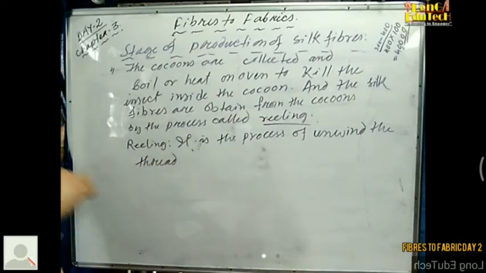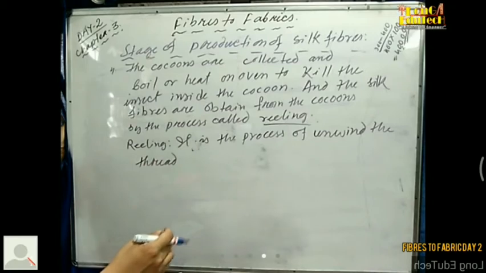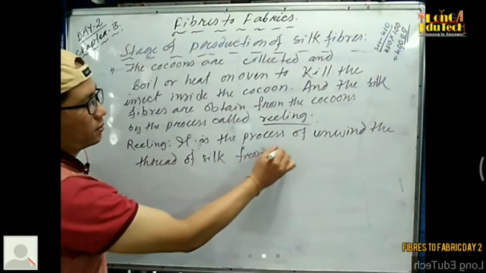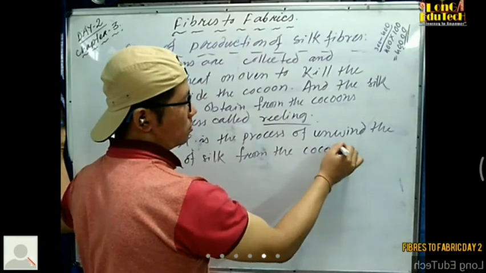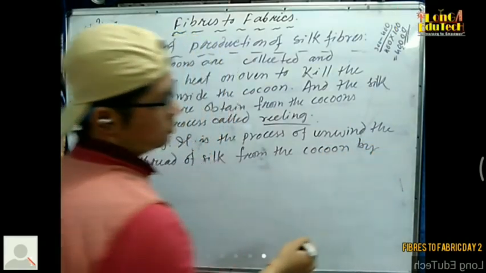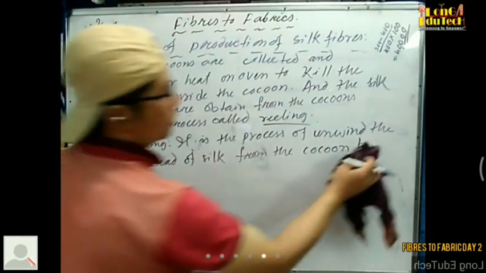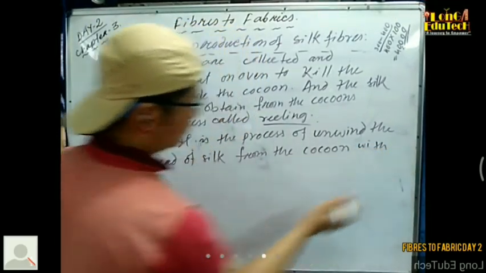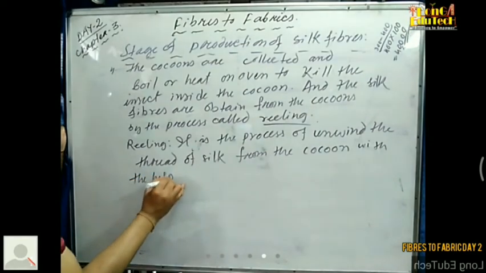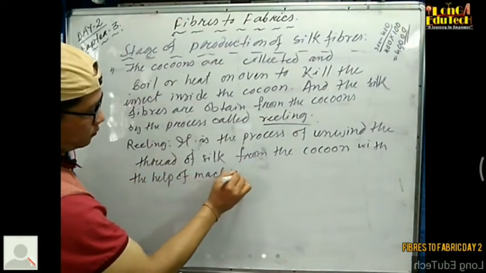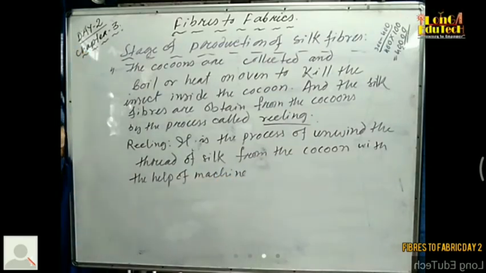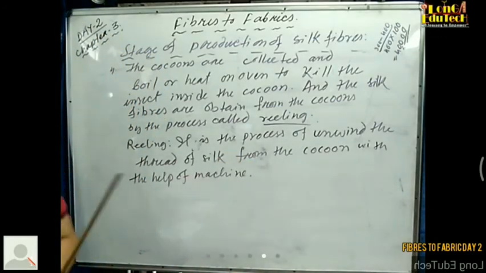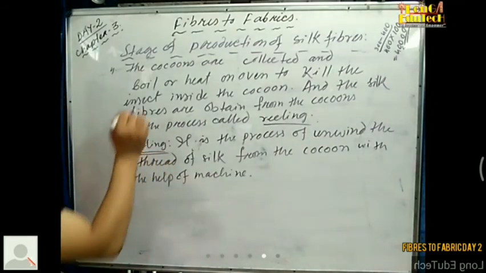Okay, so it is the process of unwinding the thread of silk from the cocoons with the help of machines. Okay, it is the process of unwinding the thread of the silk from the cocoons with the machines. We have to know the terms here. What is that? Reeling. So don't get confused.